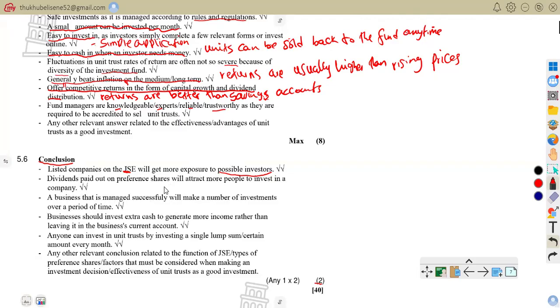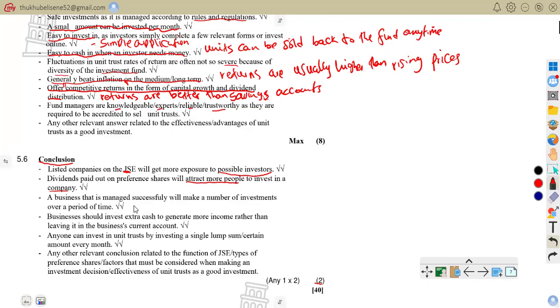Dividends paid out on preference shares will attract more people to invest in a company. Why are they going to attract more people? Because you know for sure that preference shares are always promised a fixed dividend percentage. Whether the business made a profit or loss, they are guaranteed that they're going to get their dividend. That is why it will attract more people to invest in a company, because they know for sure that they are secured.